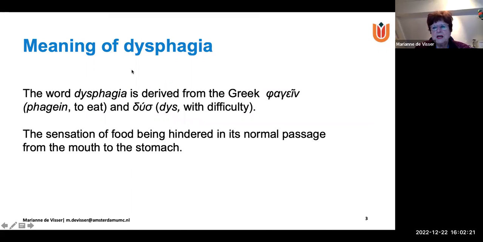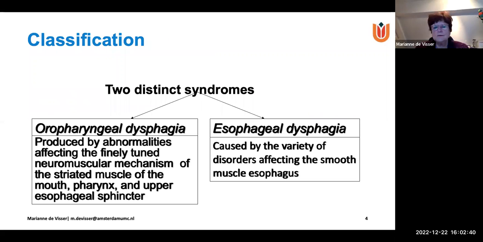The word dysphagia is derived from the Greek phagein, which means to eat, and thus this means eating with difficulty. So actually, dysphagia is the sensation of food being hindered in its normal passage from the mouth to the stomach. There are two distinct syndromes, oropharyngeal dysphagia and esophageal dysphagia. And this afternoon, we will confine ourselves to the oropharyngeal dysphagia, which is produced by abnormalities affecting the neuromuscular mechanism of the striated muscle of the mouth, pharynx, and upper esophageal sphincter. So we will not discuss the dysphagia which is caused by the variety of disorders affecting the smooth muscle esophagus.